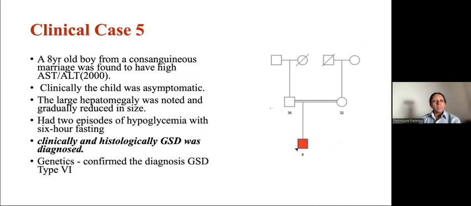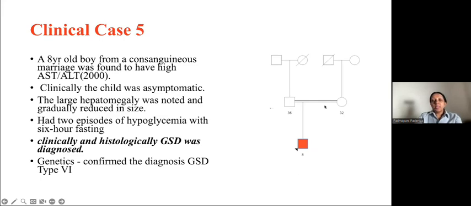This one is an 8-year-old boy from a consanguineous marriage who was found to have a high AST level. Clinically, the child was asymptomatic, but large hepatomegaly was noted, and the child has had 2 episodes of hypoglycemia with 6-hour fasting. Clinically and histologically, it was proven to be a glycogen storage disorder.